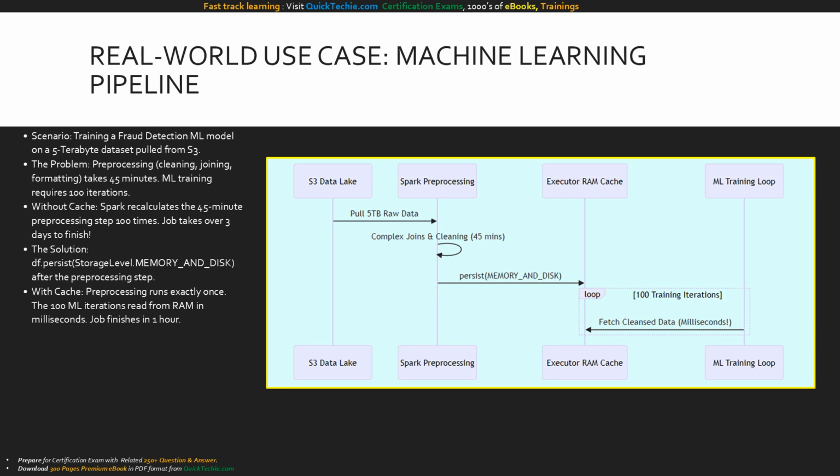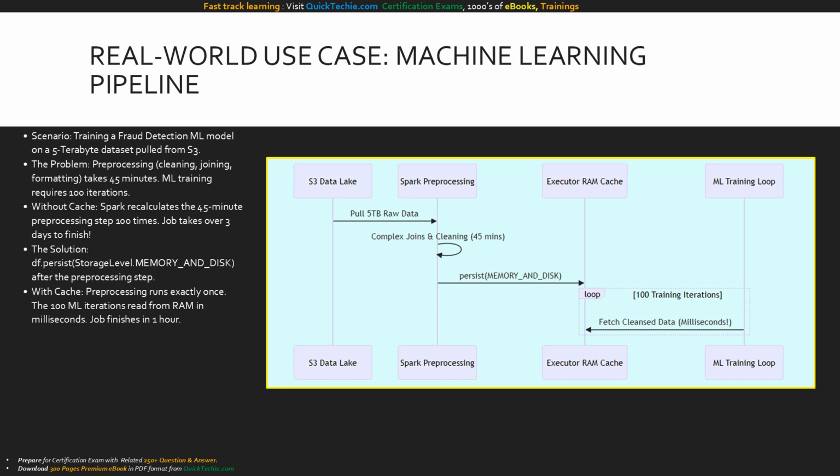Let's bring all this theory into a highly practical, real-world scenario. Imagine you are the lead data engineer tasked with building a massive fraud detection machine learning pipeline. Your job reads a staggering 5 terabyte dataset from Amazon S3. You clean it, join it with multiple dimensional lookup tables, and filter out bad records. This heavy preprocessing phase takes 45 brutal minutes.